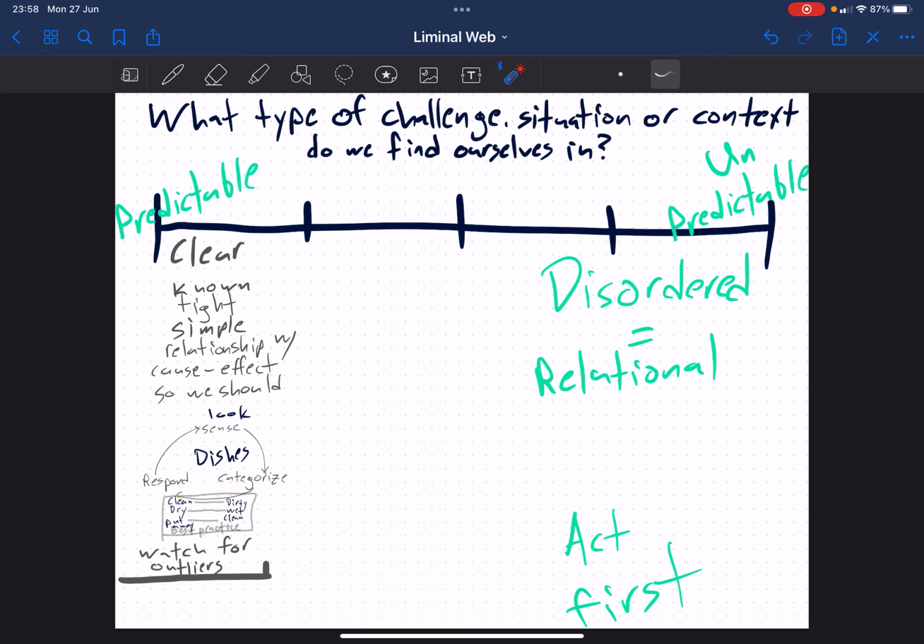And my preferred example for clear challenges is doing the dishes. Our recipe for doing the dishes is pretty damn straightforward. You look at the dishes, you categorize them into a few different buckets. They're either dirty, in which case you clean them. They're either wet, in which case you dry them. Or they're clean, in which case you put them away. There's not a whole lot of freedom to operate, because once you have the category, the response is sort of almost predetermined by what is widely accepted as best practice.